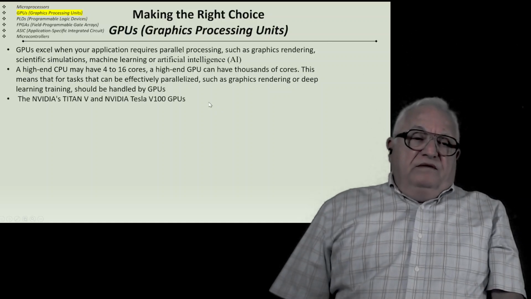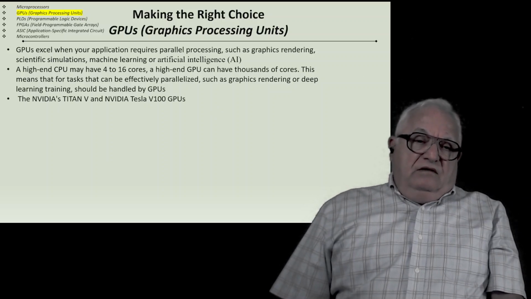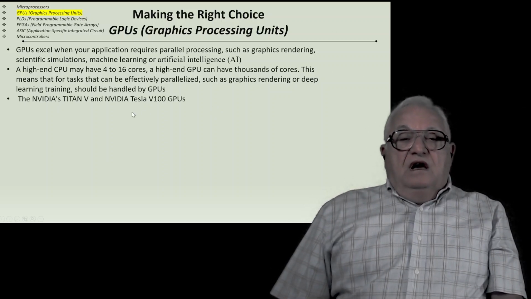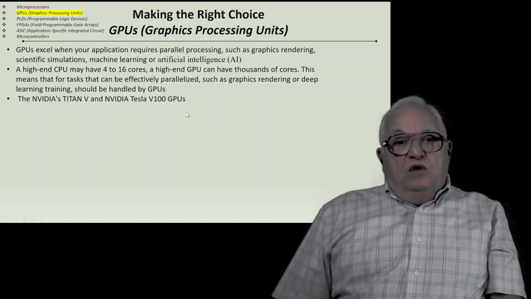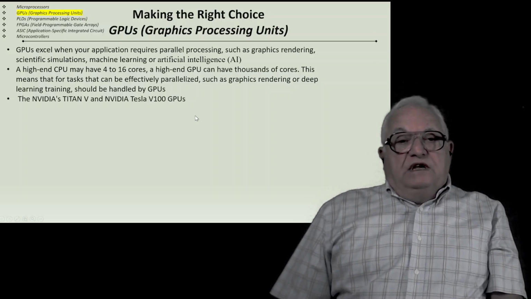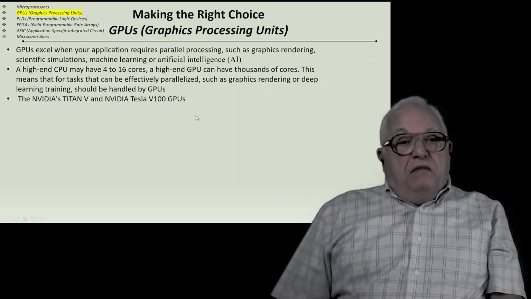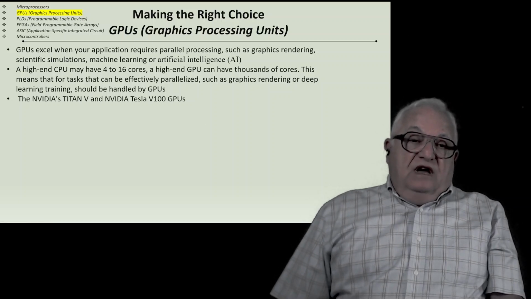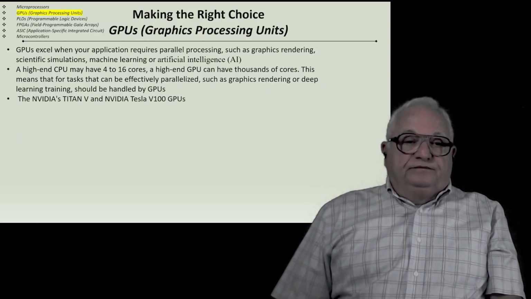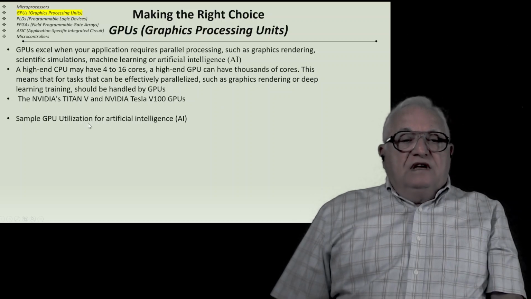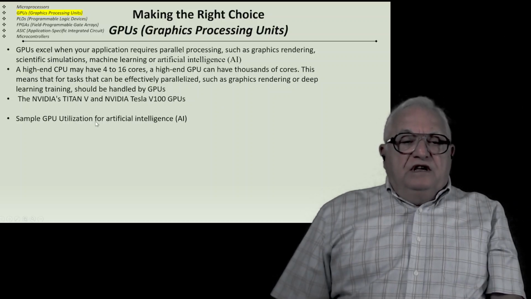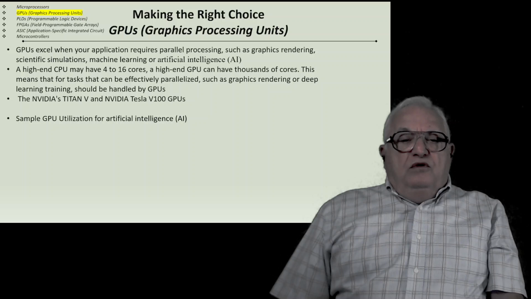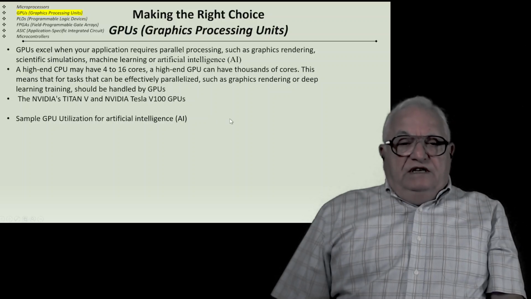Typical GPUs, you have a Titan V from NVIDIA or NVIDIA Tesla V100. Now, to give you an idea of cost, a high-end microprocessor may run, let's say, $700 to $800. A high-end GPU runs $20,000 to $30,000. Now let's look at a sample GPU utilization for artificial intelligence.